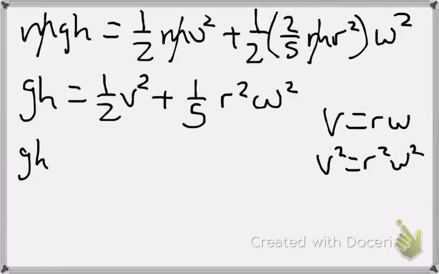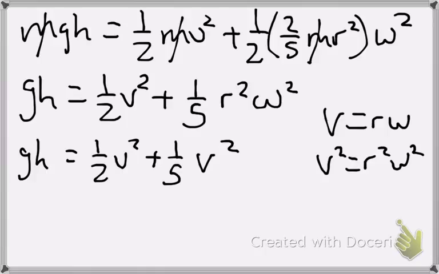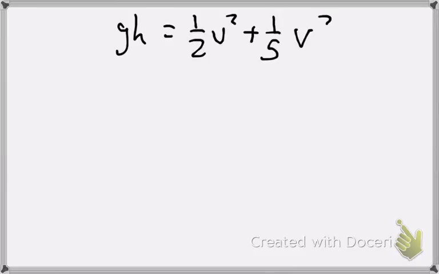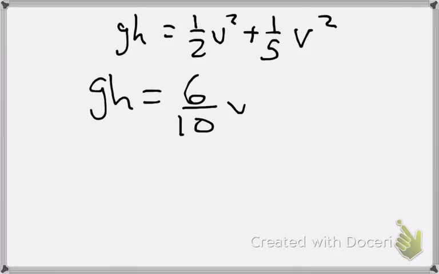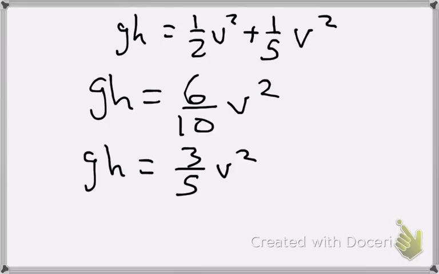So let's rewrite it again. 1/2 v squared plus 1/5 velocity squared. Look at that. So now we can solve this in terms of v. So we just have to do a little bit more algebra. So rewriting it really quick, gh equals 1/2 v squared plus 1/5 v squared. If I add those fractions together, I should get 6/10 v squared. And then I'm going to simplify that to 3/5.